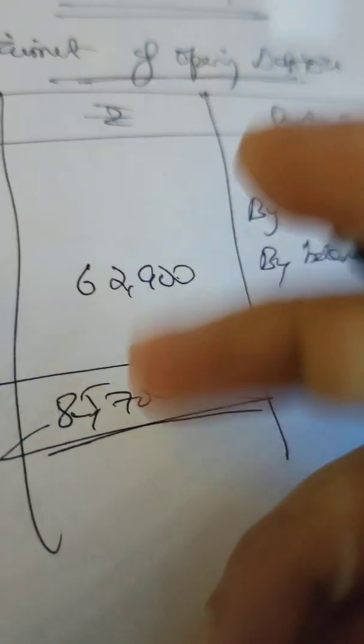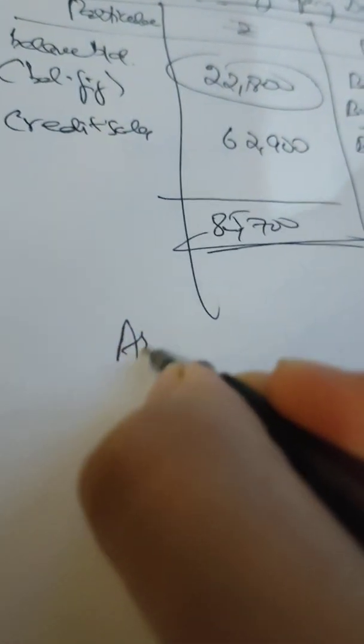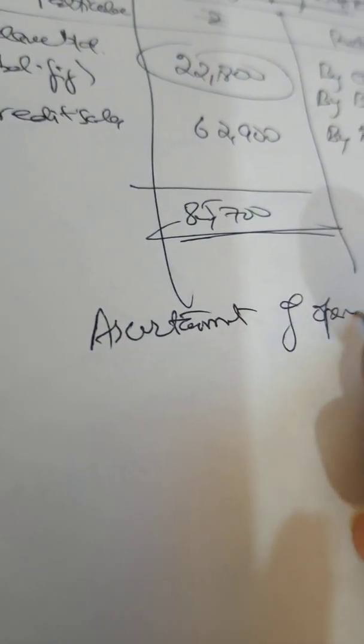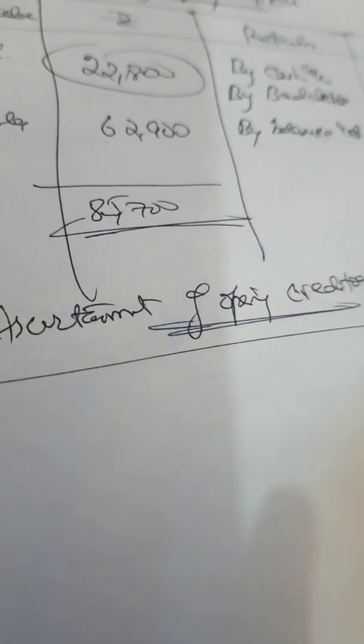Now just find the remaining balance, which will be called the opening balance, isn't it? That is nothing but 22,800. So this is the opening value. Similarly, we have to find the ascertainment of the opening creditors. Let's find that, ascertainment of opening creditors. Now, let's prepare it.